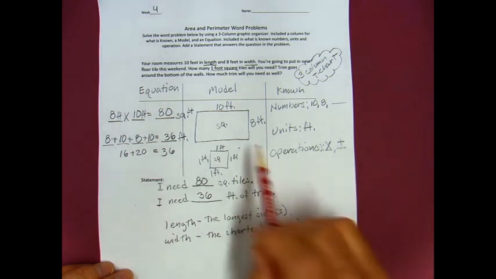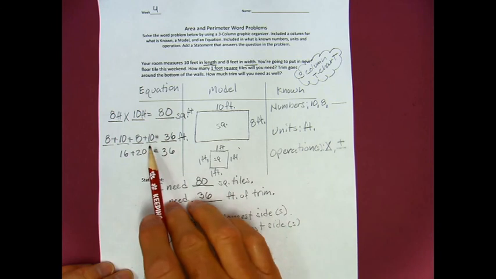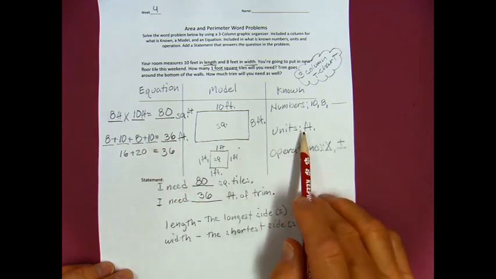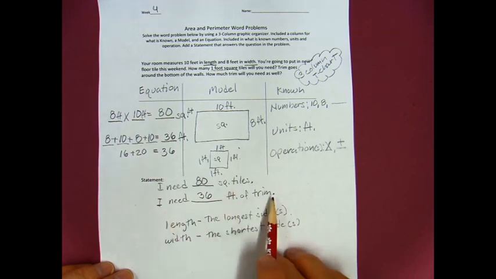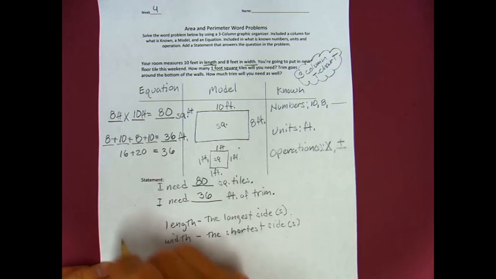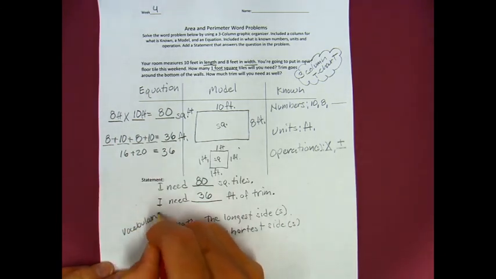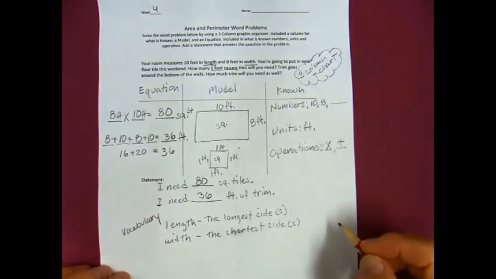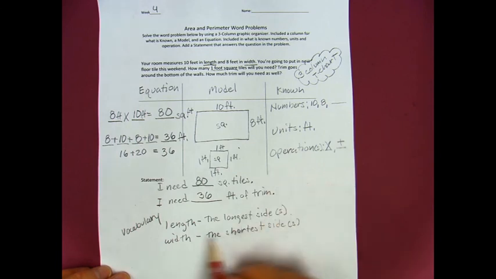I have my 3-column T-chart. Known, model, and equations are all complete now. I have my statements to answer my questions. And then we had a few vocabulary words down here. If I went a little too fast, pause the video and make sure your answer to the word problem looks exactly like this.